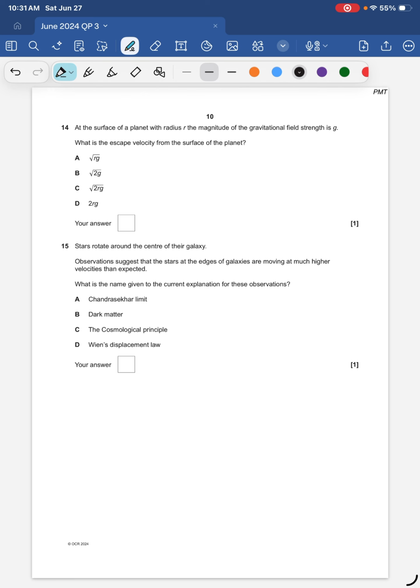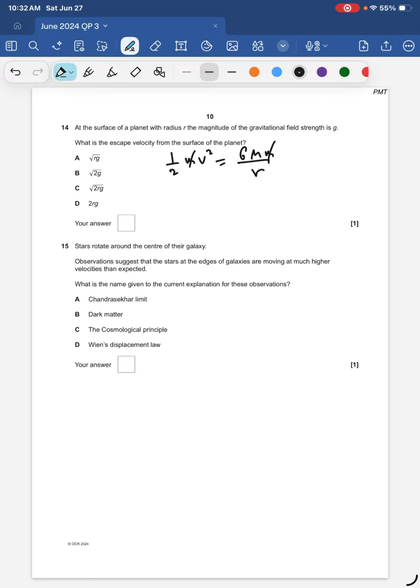At the surface of a planet with radius r, the magnitude of the gravitational field strength is g. What is the escape velocity from the surface of the planet? So we can use conservation of energy to do that. So the kinetic energy on the surface of this planet is going to be 1/2 mv squared. Okay, and to escape, we need this kinetic energy to equal the gravitational potential energy also at the surface of the planet. So this is going to be GM over r.